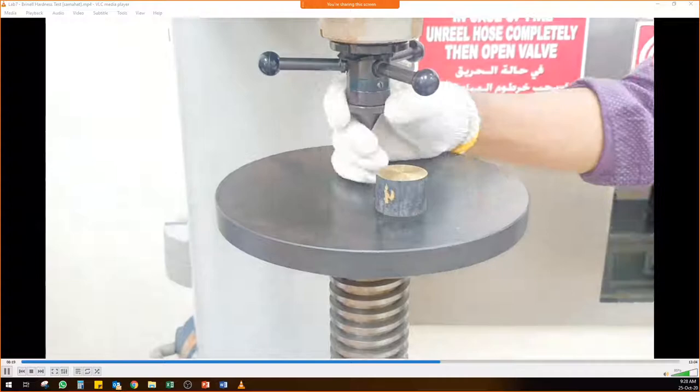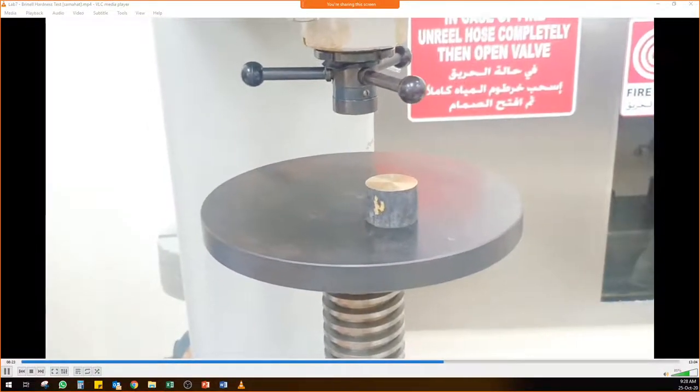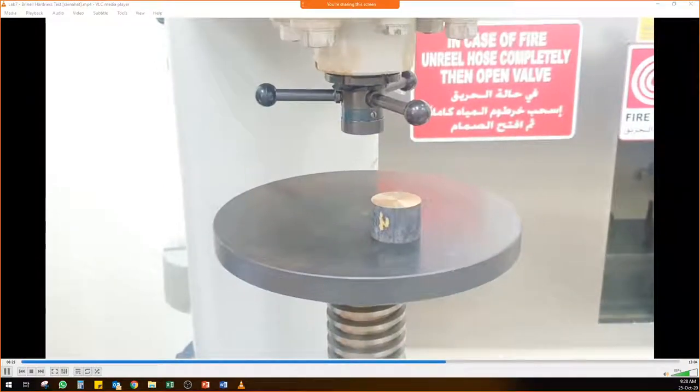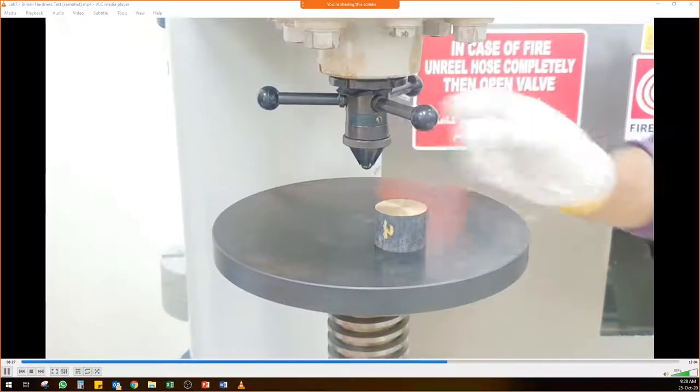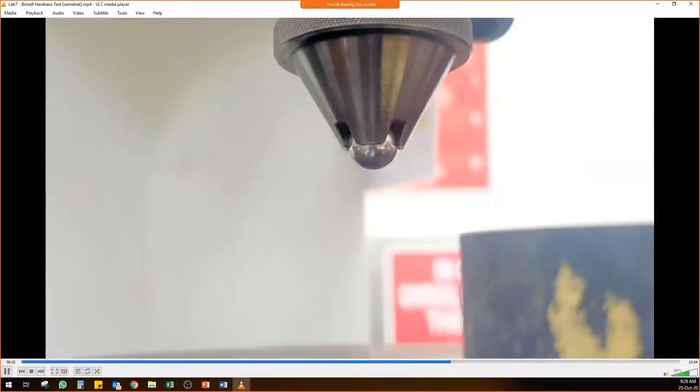What we will do is replace the indenter. The 5 millimeter indenter is removed and we will put the 10 millimeter indenter as recommended by the Brinell testing method. So this one is a 10 millimeter ball. Can you see this? Now this is a bigger ball size. Why do we put 10 millimeter?